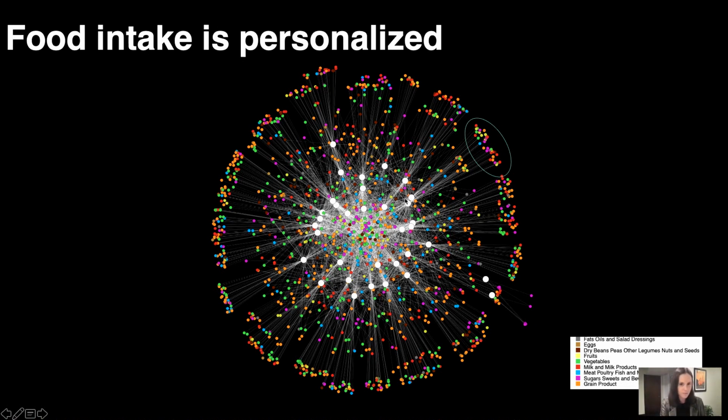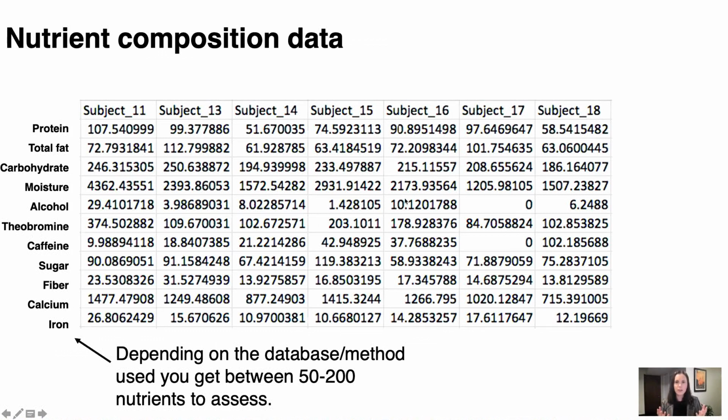And normally in nutrition science, when we try to deal with this complexity, we do so with complex error adjustment methods building off of nutrient database information that we generate from the food records that we collect. So depending on the database method you use, you get between 50 to 200 nutrients that you want to assess. And this smooths out some of the variation because we're able to get information about protein and fat and carbohydrate from each of the foods that we consume.